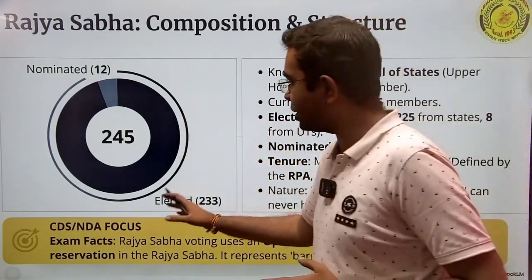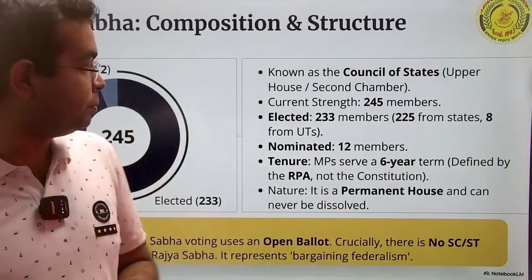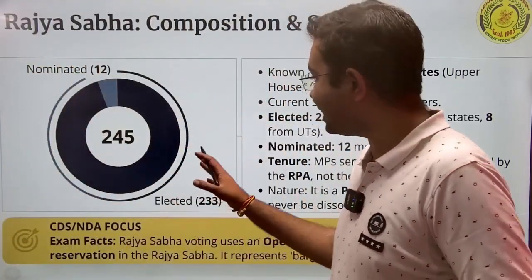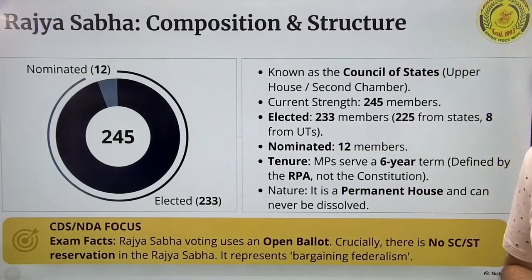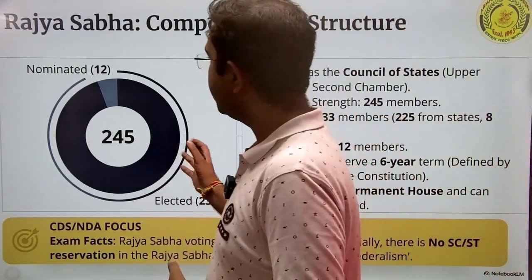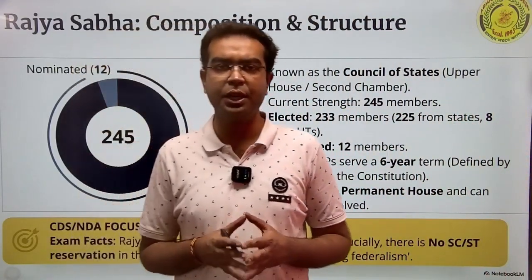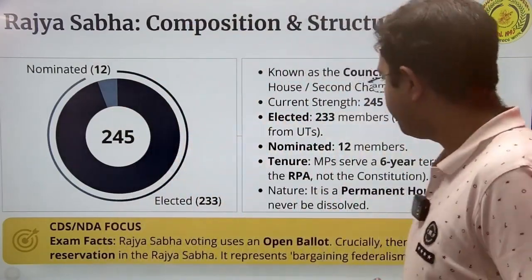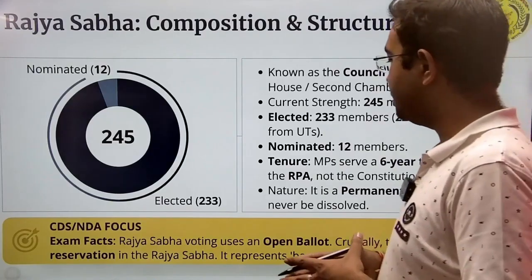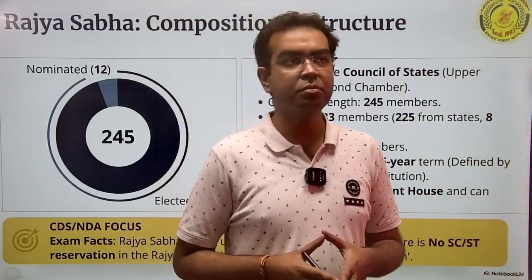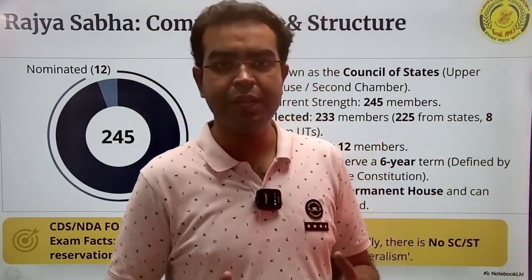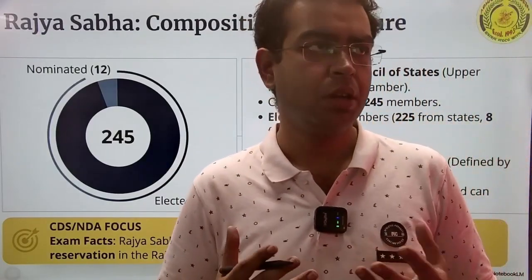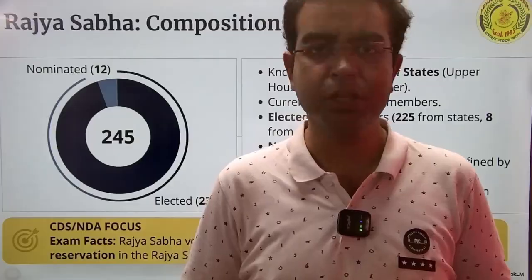Now, out of these 245 members, 233 members are elected members. They undergo elections. Whereas the remaining 12, that is 245 minus 233, are nominated by the President of India. Now, who are these people? These people are stalwarts of different fields, like art, public service, administration, and so on and so forth.